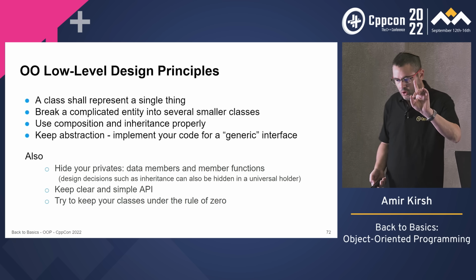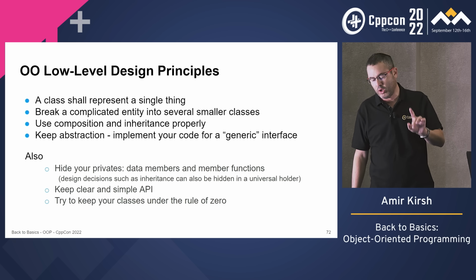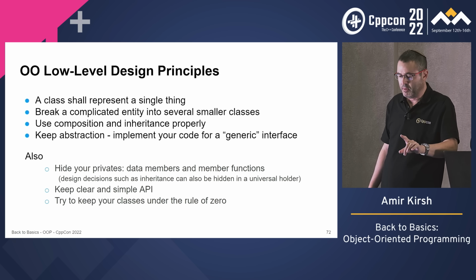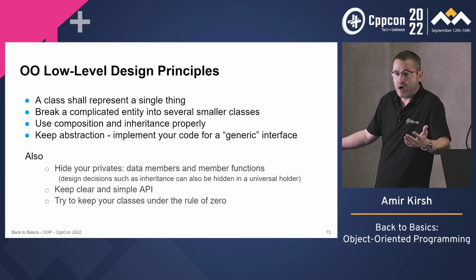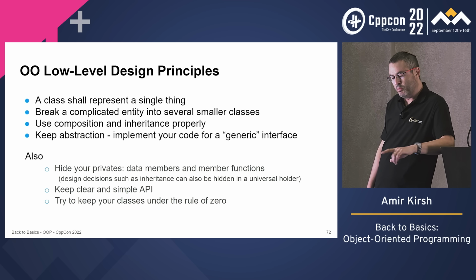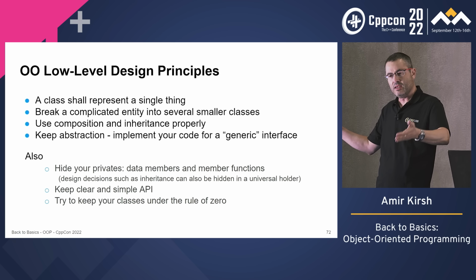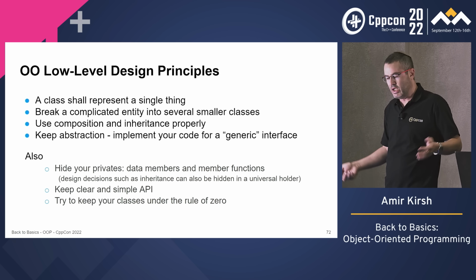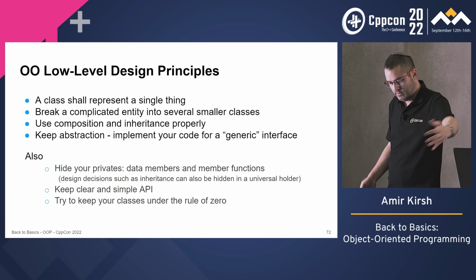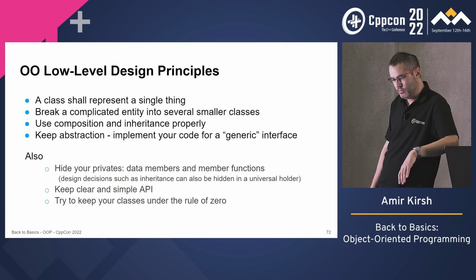So let's recall. Object-oriented low-level design principles. A class shall represent a single thing, break a complicated entity into several smaller classes, use composition and inheritance properly, keep abstraction. I mean, write your code to generic types. But also, hide your privates, which includes design decisions. The user doesn't have to be exposed to your design decisions because design decisions change. And you want to keep the liberty to change your design decisions without affecting the user. Keep a clear and simple API, and try to keep your classes under the rule of 0.